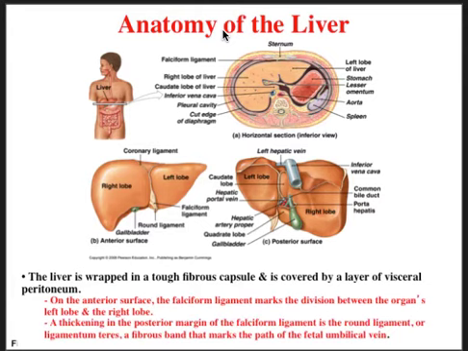A thickening in the posterior margin of the falciform ligament is the round ligament, or ligamentum teres, and this is a fibrous band that marks the path of the fetal umbilical cord. So essentially what this is a leftover of is the ductus venosus, okay, this falciform ligament right here. What happens at birth is that due to pressure changes in the circulatory system, what used to be a blood vessel collapses and becomes a tough ligament.